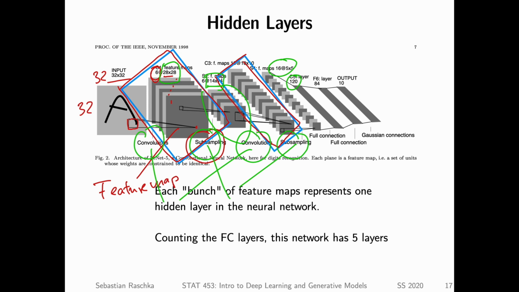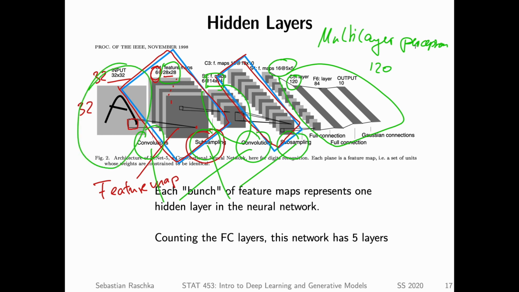This part is essentially like a multi-layer perceptron, where the inputs are 120 values. You can think of them as features extracted from the original image. So you can think of this whole block as a feature extraction engine, and the last part is the classifier that classifies what, for example, letter this is.